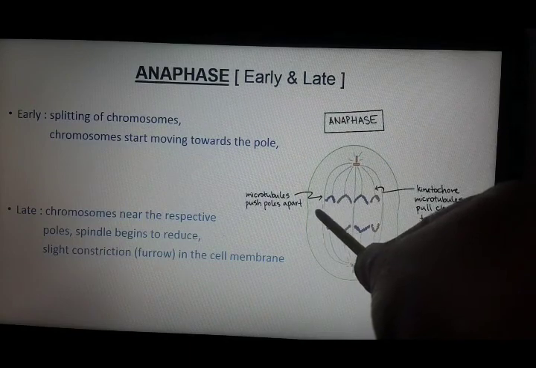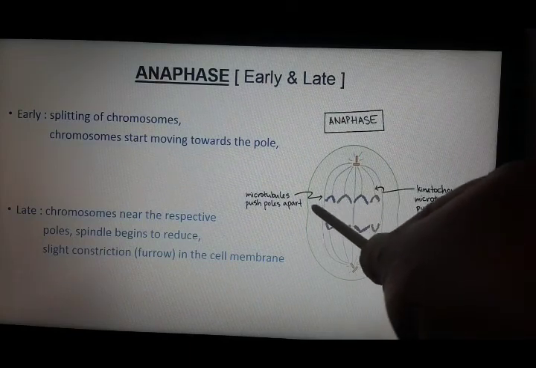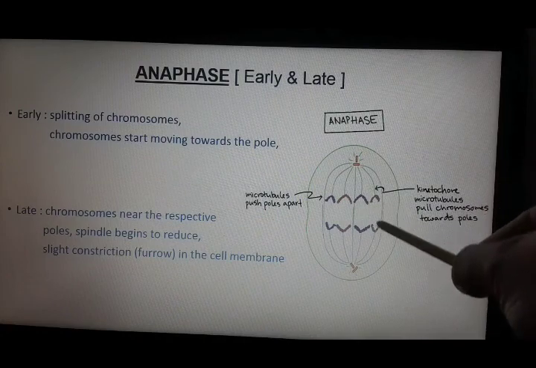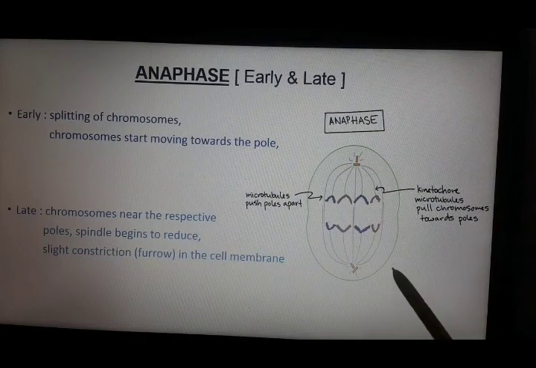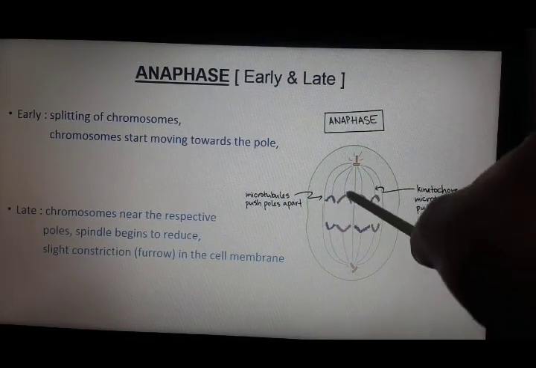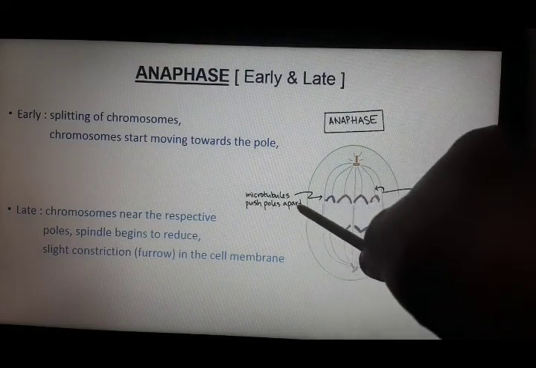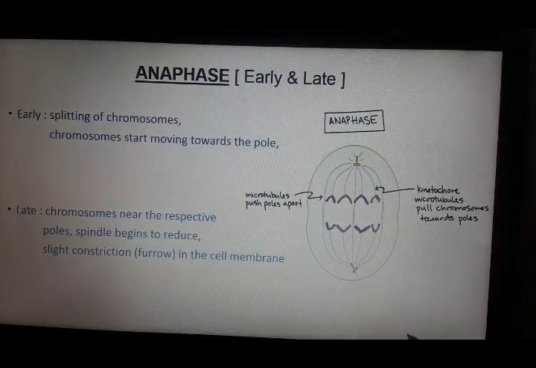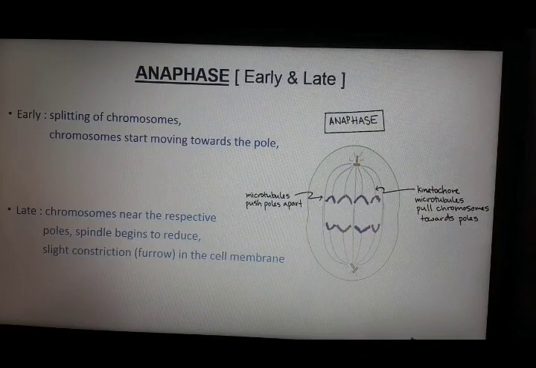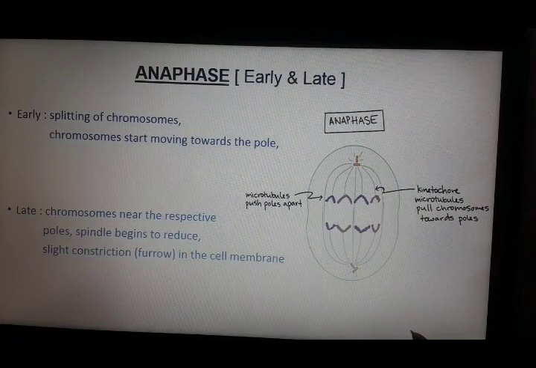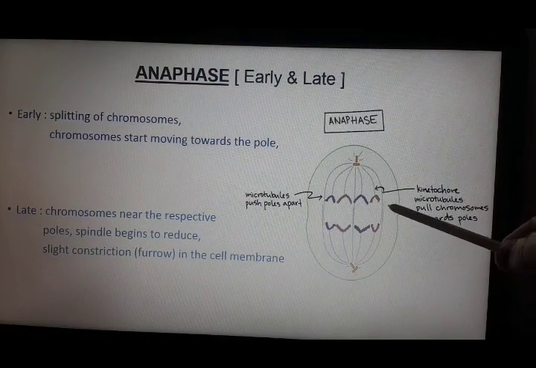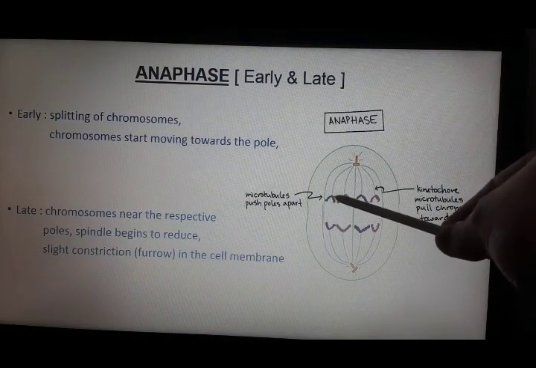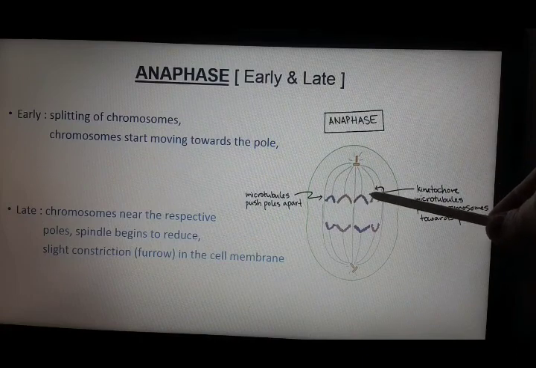If you can see, in the previous phase, metaphase, the chromosomes were settled here, but now they are split from each other, and half of the chromosomes are going to one side, half are going to the other pole. This movement is supported by the pushing or pulling action of microtubules. That means the spindle fibers start contracting, and because of this, the chromosomes are pulled towards the respective poles.